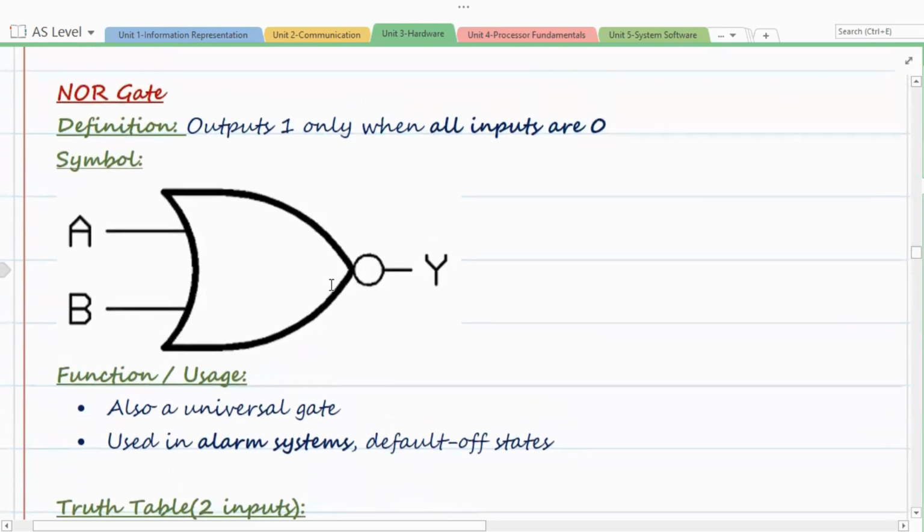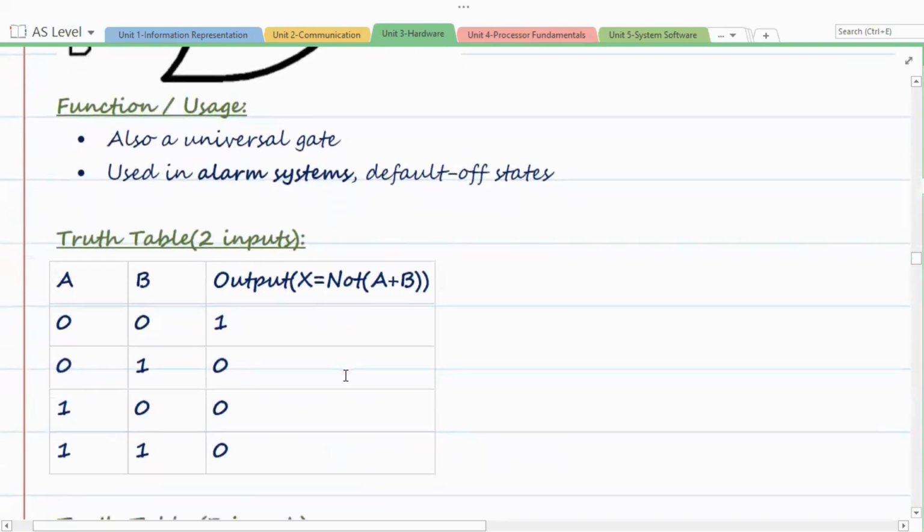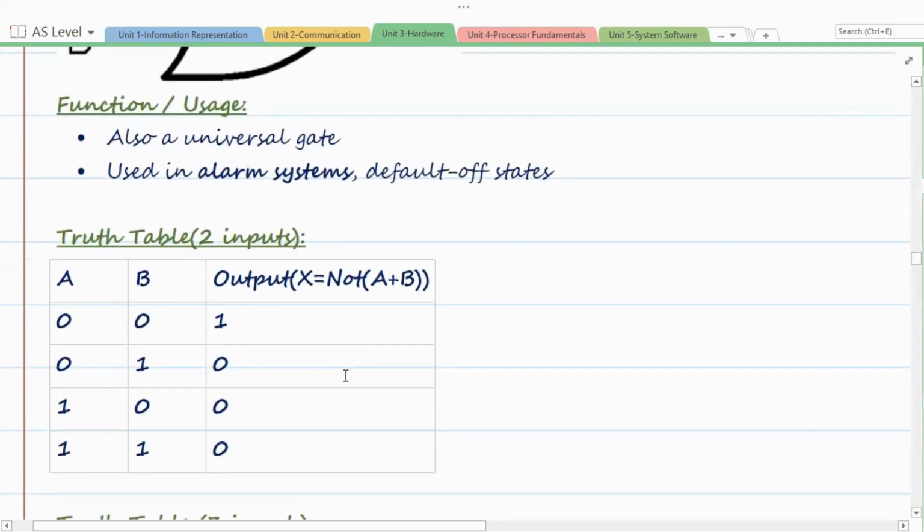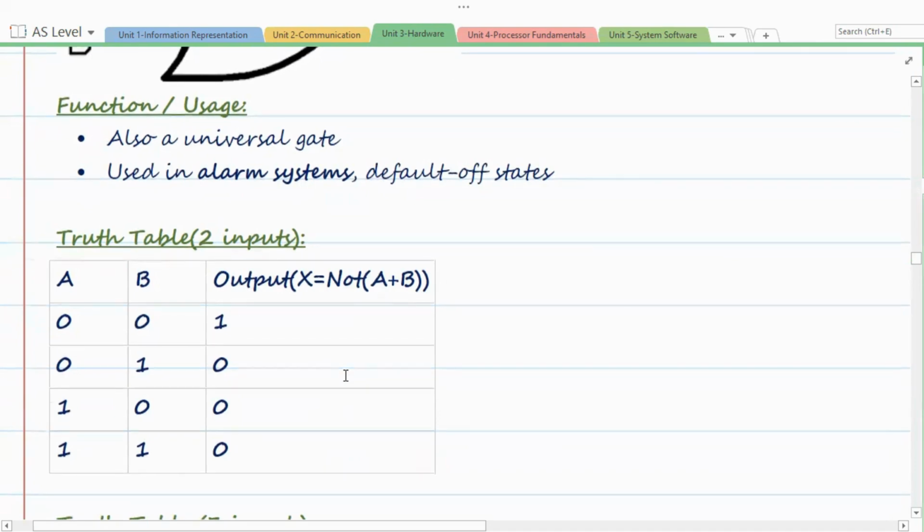Okay, now let's talk about the NOR gate. The NOR gate outputs 1 only when all inputs are 0. Now, have a look at the symbol. The symbol is a NOT gate plus an OR gate, so the OR gate is followed by a NOT gate. You perform OR first and then reverse the answer. This is also known as a universal gate. As I said, you can create all other gates using these two gates, NAND and NOR.